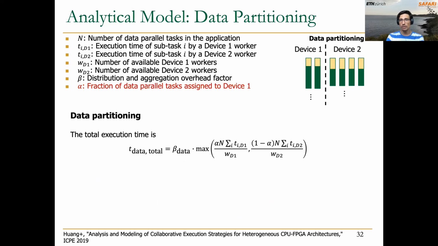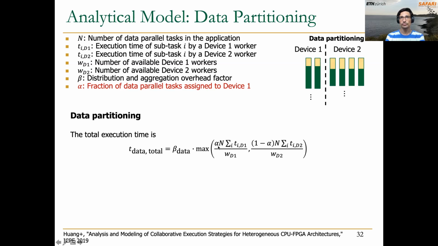So let's start with data partitioning. Remember that in data partitioning, we have to use alpha, the fraction of data parallel tasks assigned to device 1. And as you can see here, we can estimate the total execution time for data partitioning, of course, considering this distribution and aggregation overhead factor. But as you see, the total execution time is proportional to the maximum of either the work performed by device 1 or by device 2.